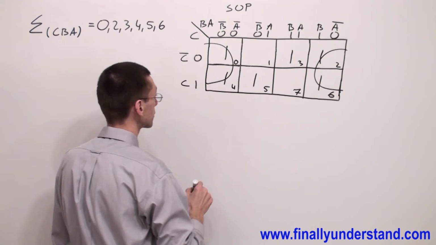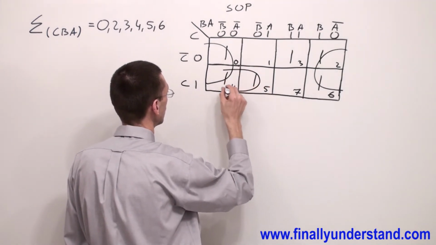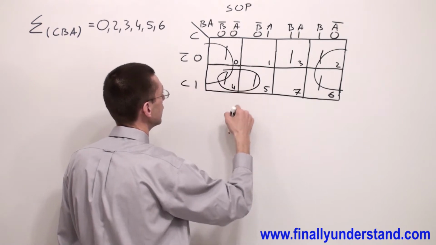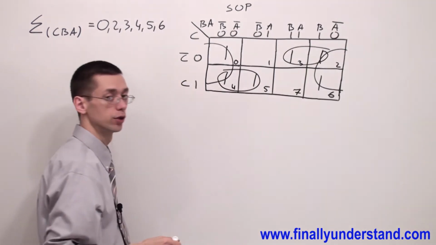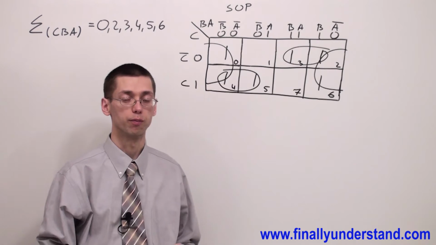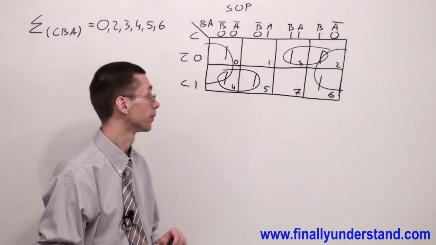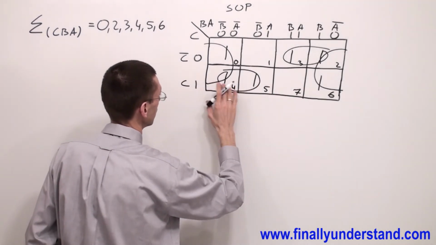Next, I have a group of these two ones and a group of these two ones. Together I have 3 groups. Make sure that first you group as many highs as possible. Next, let's talk about the biggest group first.